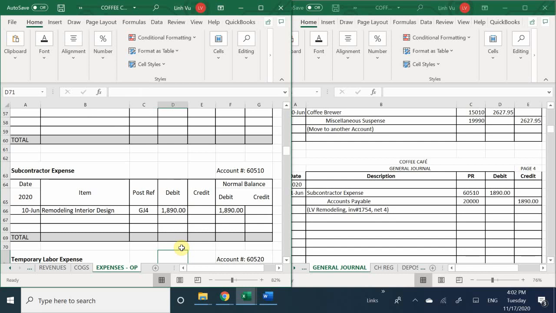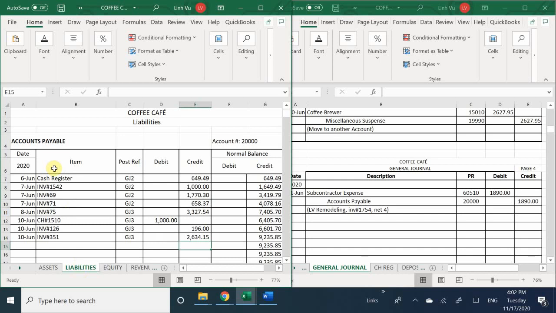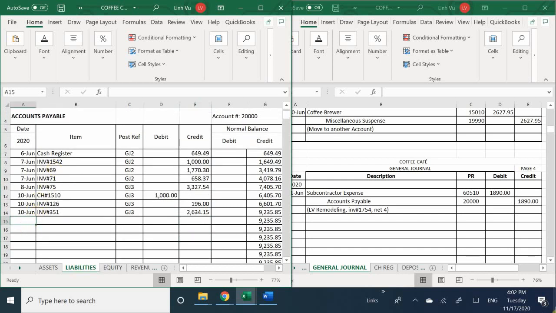Then we got to go to our liabilities because we received a bill. Now, we're not paying it, so we're going to increase our liabilities. Invoice number 1754, General Journal number 4. And because we're increasing our liabilities, we're going to credit it for $1,890. Bringing our total balance to $11,125.85. Yes. All right? We're digging ourselves more of a bigger hole.